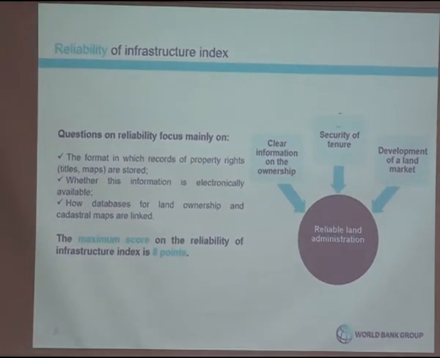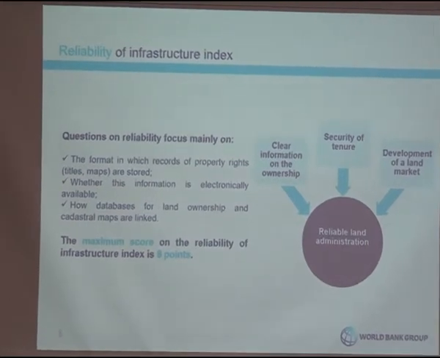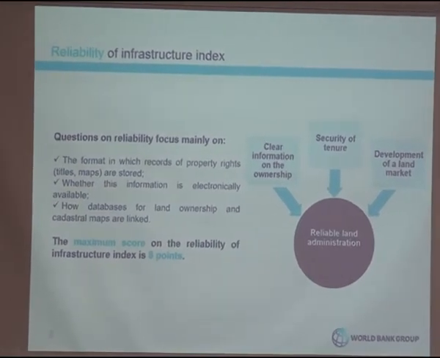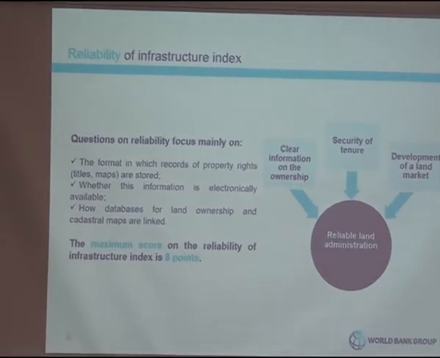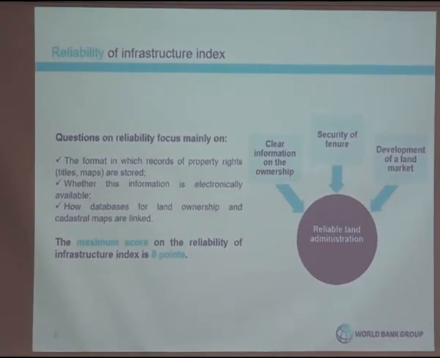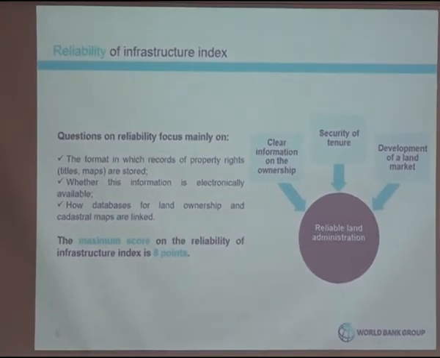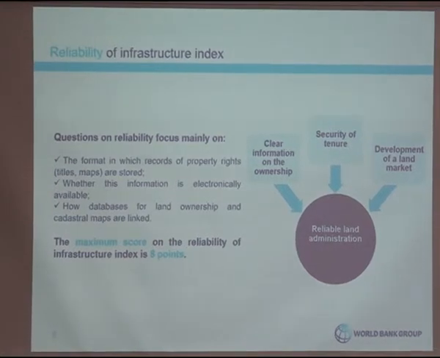Now we can talk about each of the 5 sub-indices that I mentioned earlier. The first one being the Reliability of Infrastructure Index. This index has a maximum score of 8 points. It assesses basically the format in which property rights are stored. It assesses whether the information is electronically available, and how databases for land ownership and cadastral maps are linked.